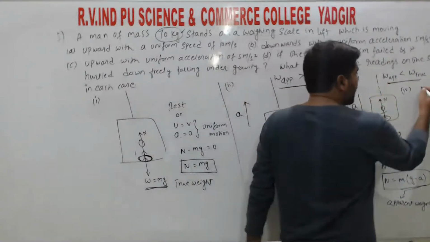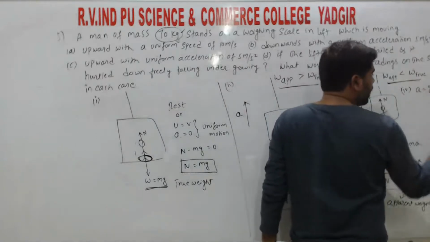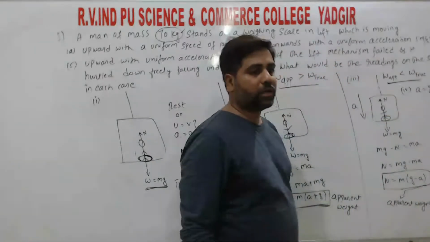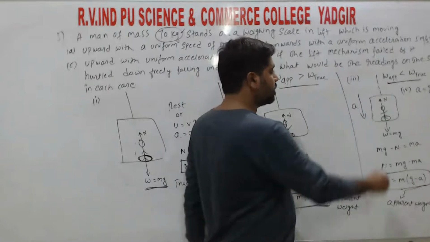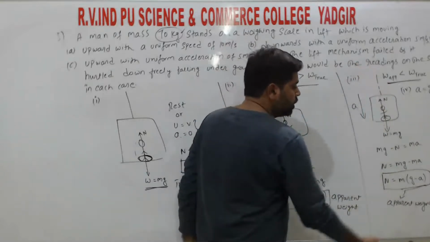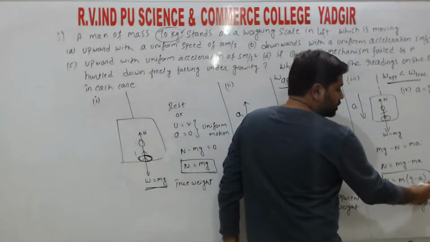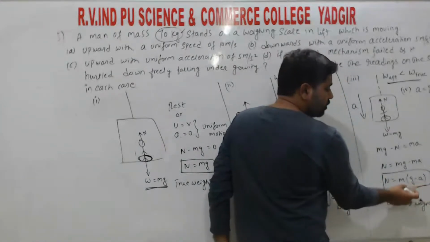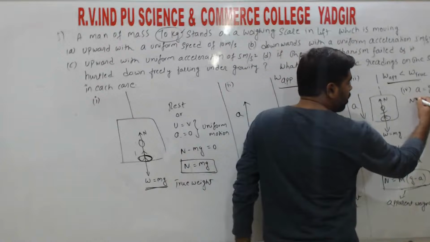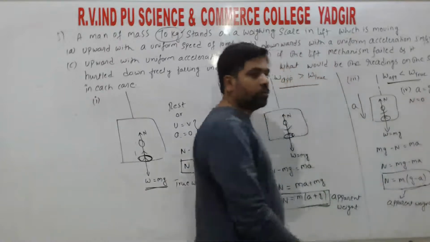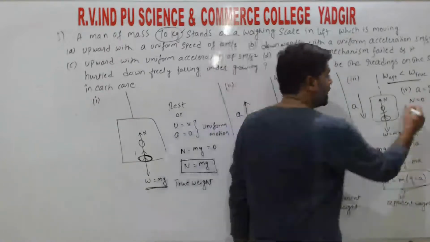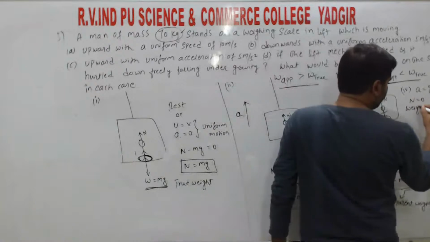That means the acceleration of the lift is equals to the acceleration due to gravity. That means A is equals to G and the lift will fall downwards. So here A is equals to G. That means this becomes 0. So 0 into M is 0. That means the normal or weight is equals to 0. So that case we call as weightlessness.